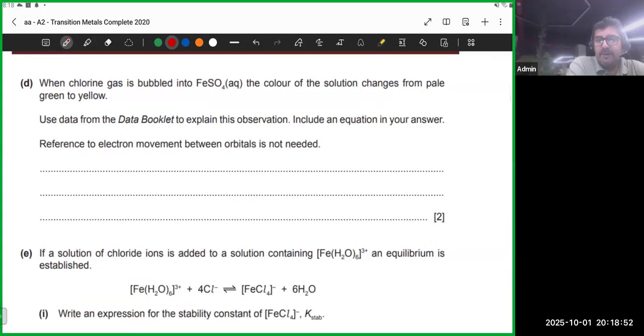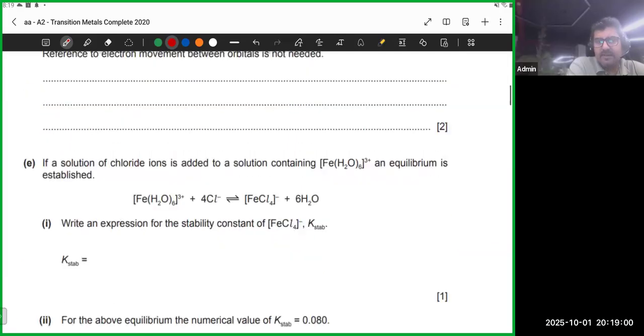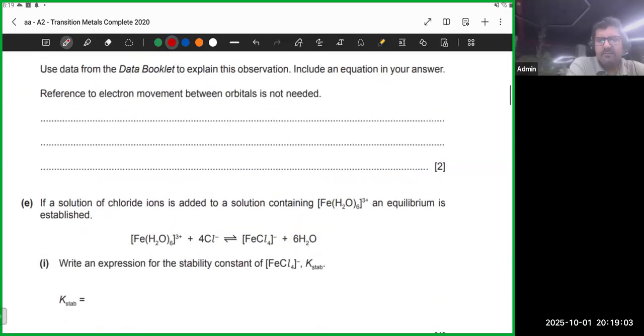When chlorine is bubbled into FeSO4, the color of the solution changes from pale green to yellow. Use data from the data booklet to explain this observation. This is not about transition metals, so we can leave that.